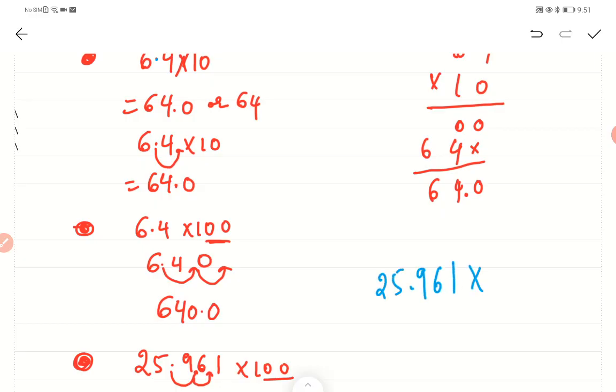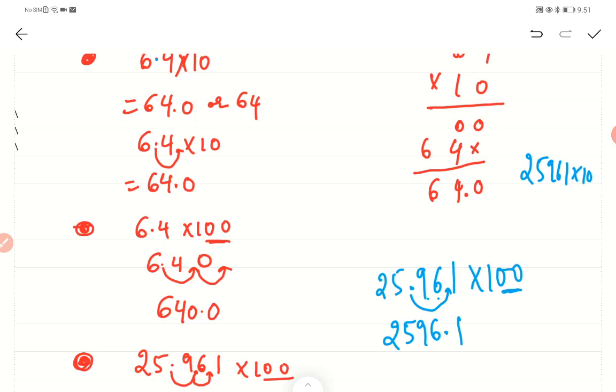25.961 into 100. Okay, so what you have is two zeros, so this point will shift after two digits. This is 1, 2, so your point should shift to this position. It is 2596.1.